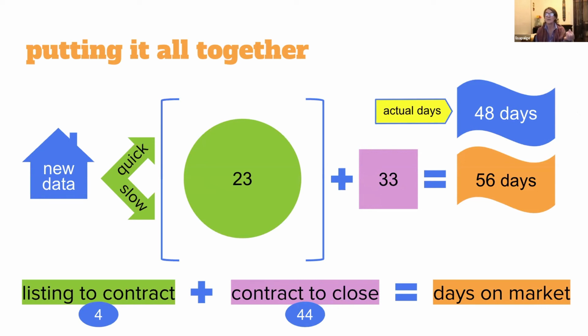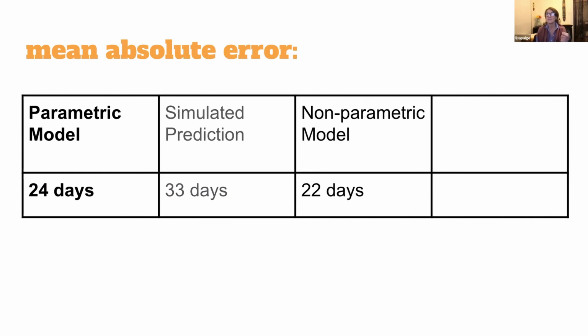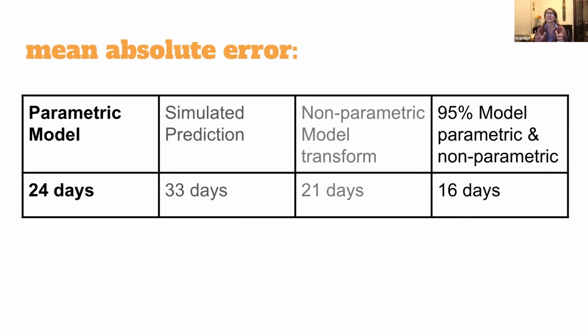And what we really care about, rather than how we did on one data point, is how we do on average. So this model has an average error of 24 days. For perspective, if I just simulated these predictions from those parametric distributions, I have an average error of 33 days. My non-parametric model gets me down to 22 days. And if I do a square root transform, I can get that down to 21 days. And in a more practical sense, if I built this model on just the 95% of the data that was on the market for at most 4 months, I can get it down to 16 days.